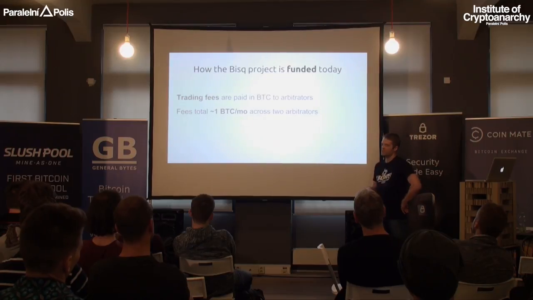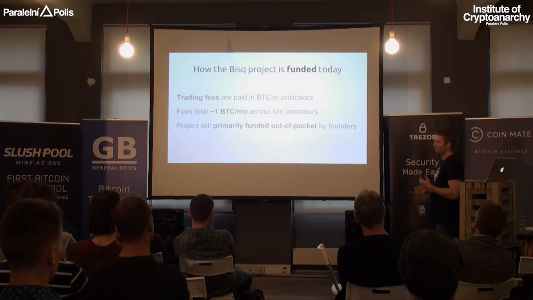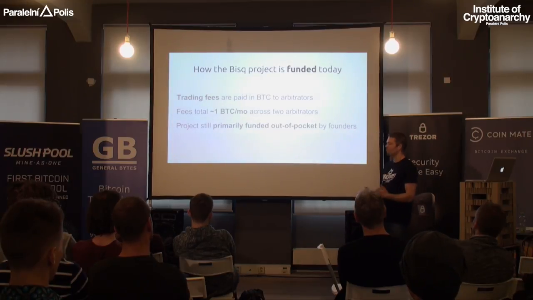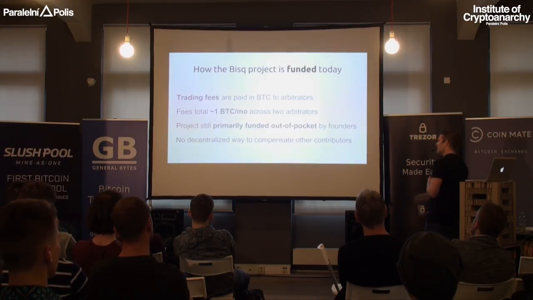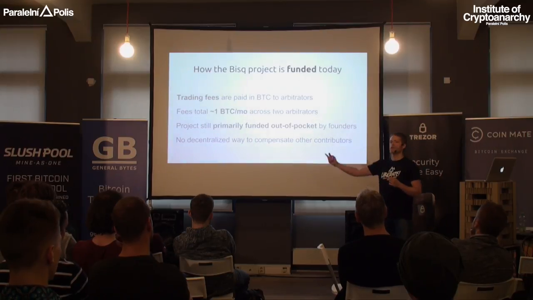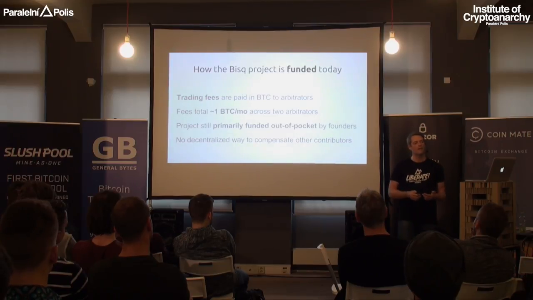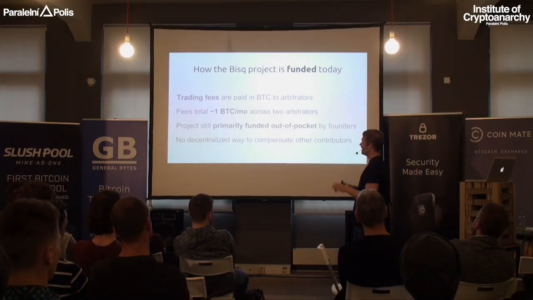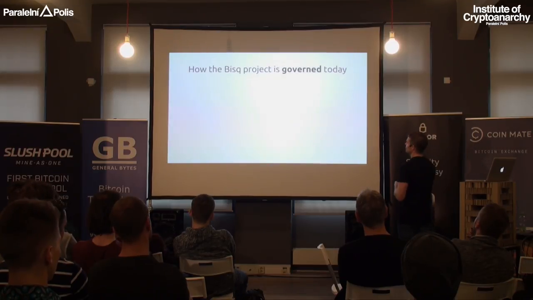Now, the total of those funds is just about a Bitcoin a month spread across two arbitrators. So it's not exactly enough to fund. We don't have a lot of costs, but it's still primarily funded out of pocket by the founders. And there's no decentralized way currently to compensate other contributors. So arbitrators have a nice incentive, right, to do their job. But if you're issuing pull requests, fixing bugs, helping out with documentation, what have you, Bisq feels today more or less like a kind of normal open source project. It's just people help out if they have time. And that has scaling problems, right? It's difficult to grow that way.